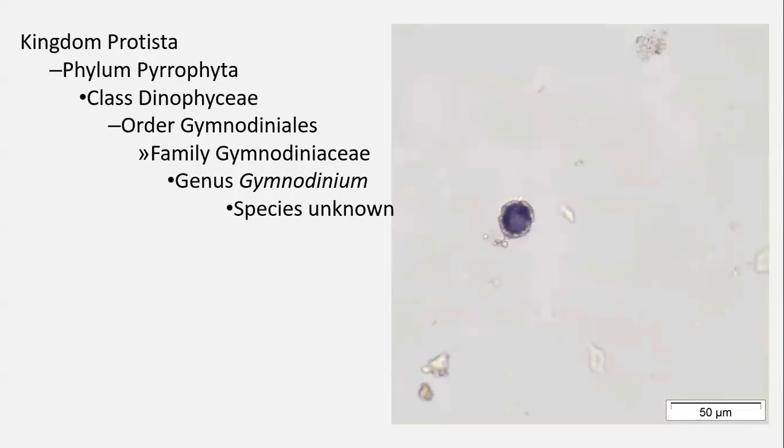So here's some closer looks, some examples of microscope images of phytoplankton we see in the Anacostia and Potomac rivers and their classification here.